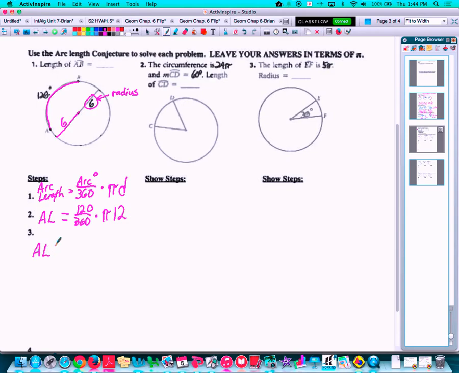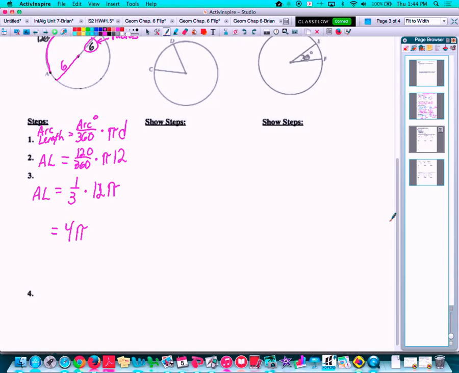All right, now it's just a matter of simplifying this. Arc length, 120 out of 360 is 1/3. And I'm just going to put the 12 next here, actually, 12 pi. So 1/3 times 12 pi. 1/3 times 12 is 4 pi. So the arc length is 4 pi.